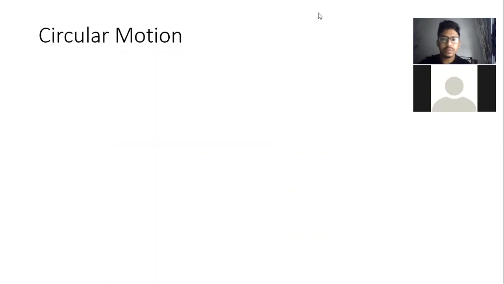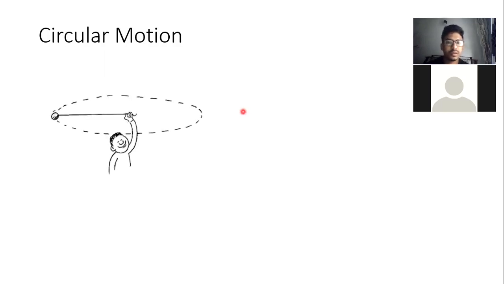So last week we discussed the theories of circular motion. Now let's say we have an object moving in a circular path, for example, something like this, right? For an object to move in a circular motion, we state that there should be a centripetal force to keep that object in a circular path.